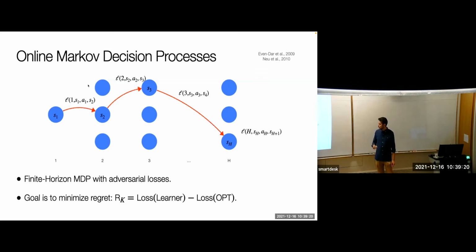My goal here is to minimize my regret over capital K episodes, where the regret is the total loss that my learning algorithm suffers minus the total loss that I would have gotten had I played optimally from the start, knowing what the losses are going to be.